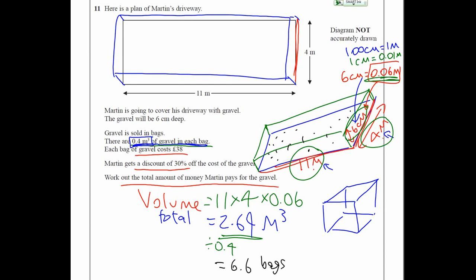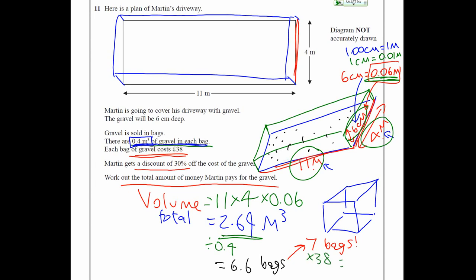Does that make any sense, to go into a shop and say, right mate, can I have 6.6 of those please? I need it for my drive, you see. They're going to be like, what are you even on about? We're not going to cut a bag up for you. You're either going to buy 6 or 7, make your mind up. And you'll think, well, 6 won't be enough, so I'm going to have to pay a little bit extra and buy 7 bags. So 7 bags is what we need. Each bag costs 38, so 7 times by £38.